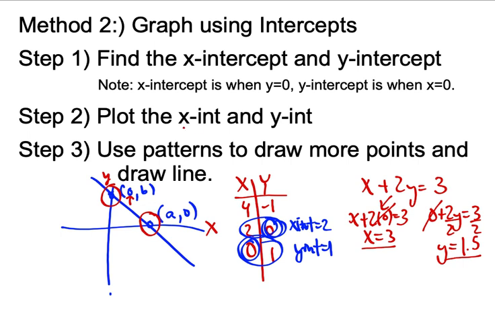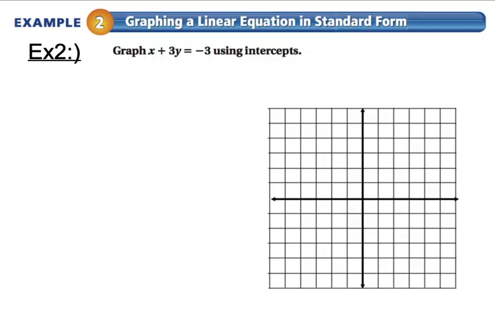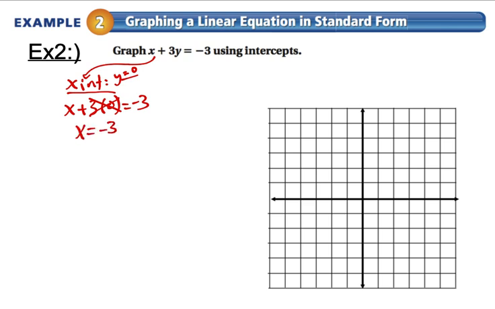Next thing you would do is plot the x-intercept and the y-intercept on the graph. Use any patterns you see to draw more points, and then you can draw your line. Okay, example. Graph x plus 3y equals negative 3. Let's start with the x-intercept. For the x-intercept, y is going to be 0. So this will be x plus 3 times 0 equals negative 3. Well, that completely gets rid of that term, and you just get x equals -3. So the x-intercept is -3.